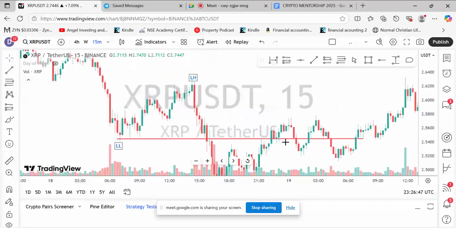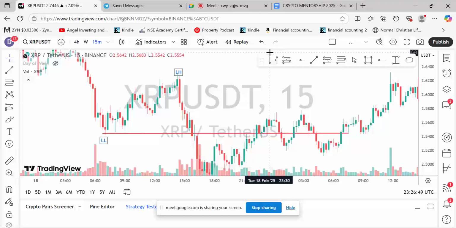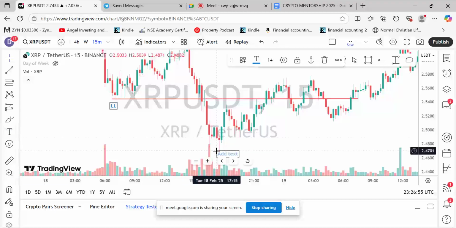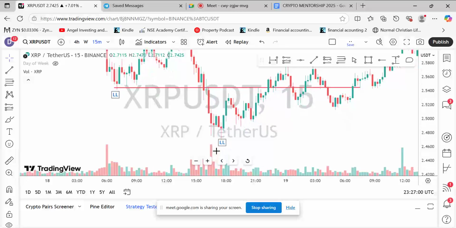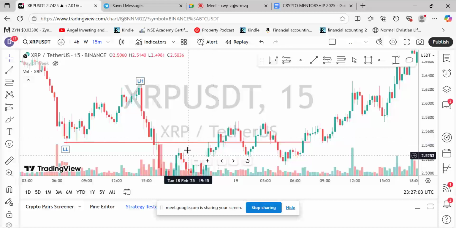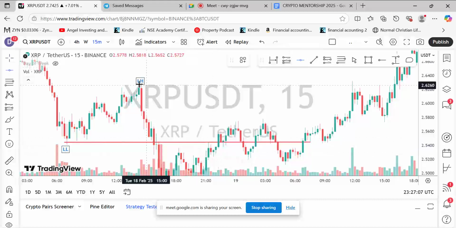Remember, okay? And then the market broke down below it. So we now had a new lower low again. So how do you know when to enter? So now this is the lower low. So we will now mark the last lower high. This is the last lower high here. See this one. This was the last lower high.